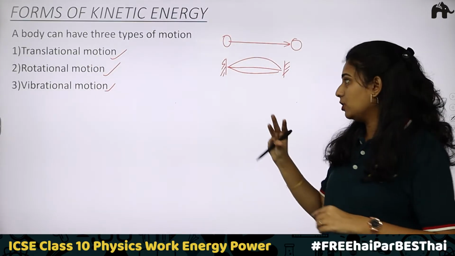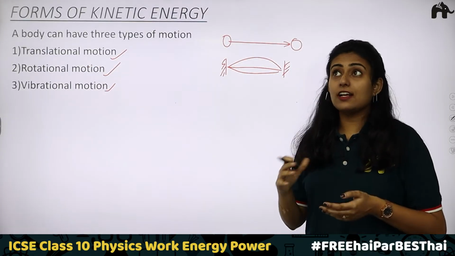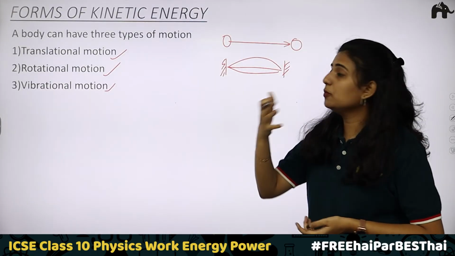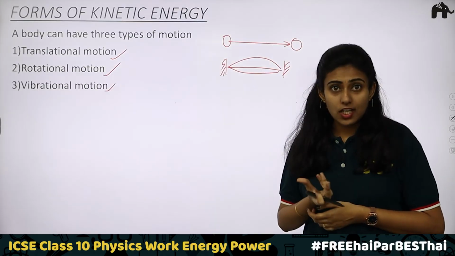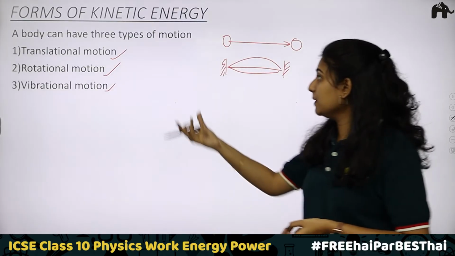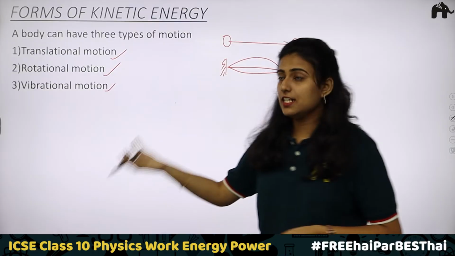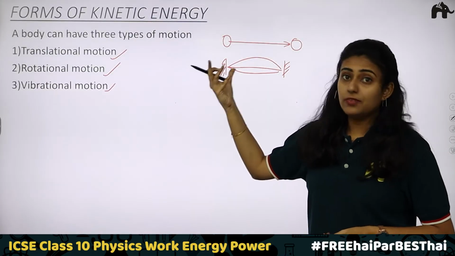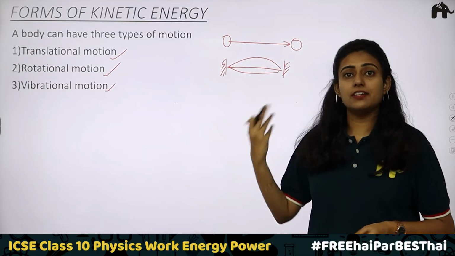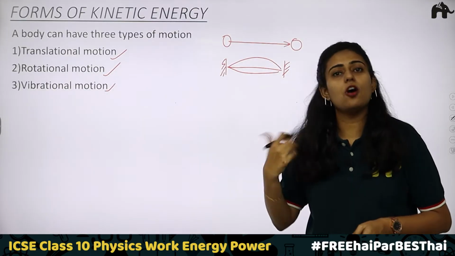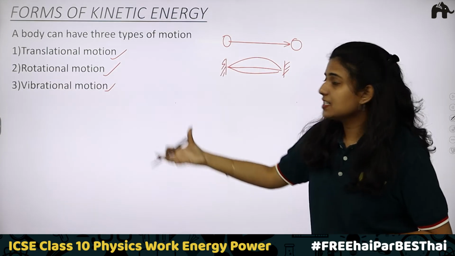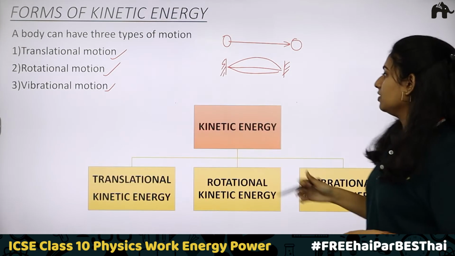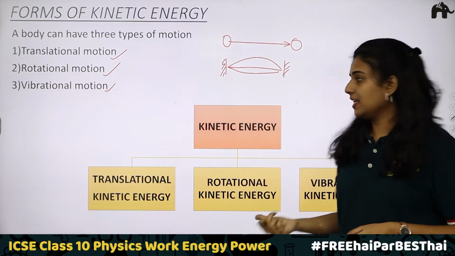Consider a diatomic molecule, or a gas. Inside the gas there are many molecules. These molecules move along straight line paths, they can rotate, and they can vibrate, which means there are all three: translational, rotational and vibrational motion. So depending on which type of motion, there are three different forms of kinetic energy. If it is translational motion, you will have translational kinetic energy.